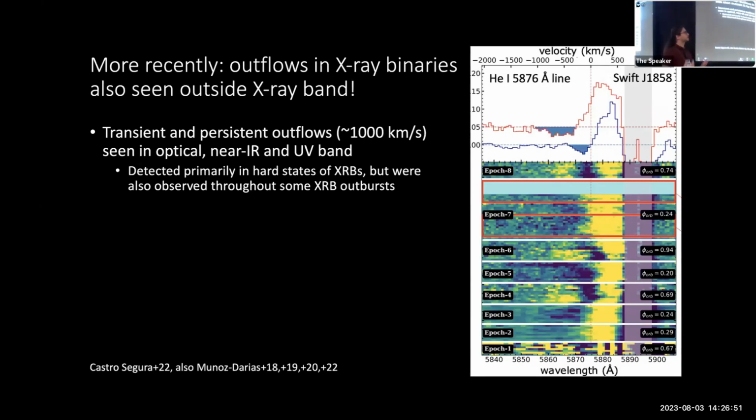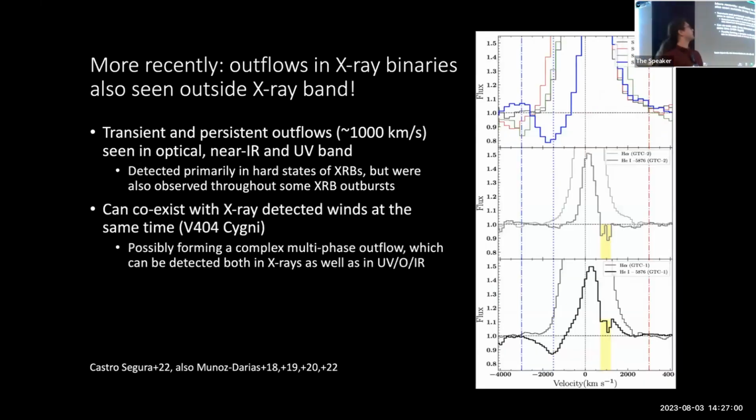So this suggests that outflows in X-ray binaries are much more complicated than originally thought. And most recently, there has been a paper from Munoz Darias and Gabriele Ponti from 2022, which in fact detected both an X-ray wind and an optically detected wind at the same time in one object, P404 Cygni.